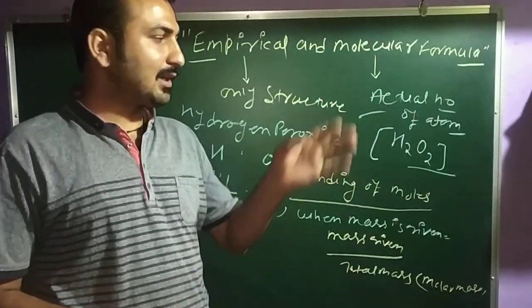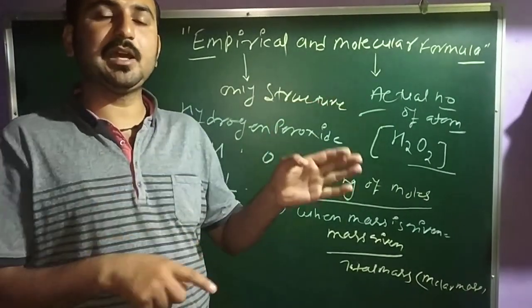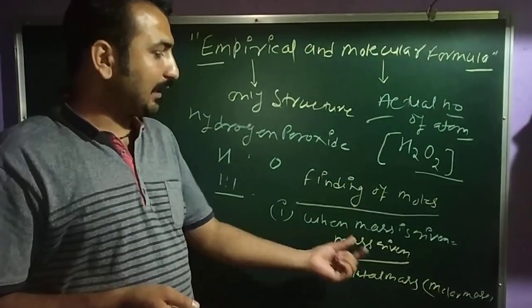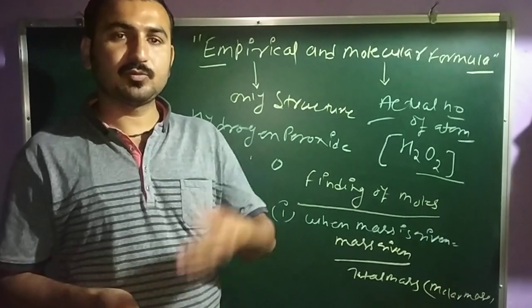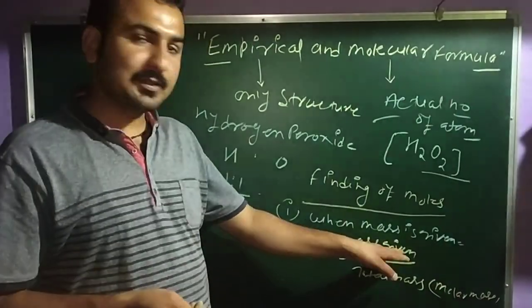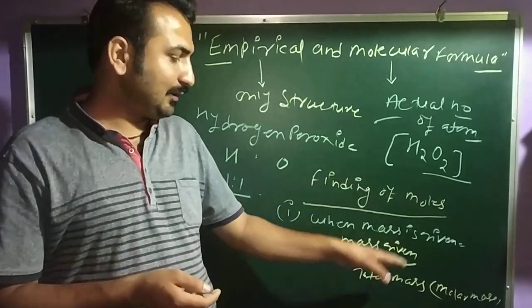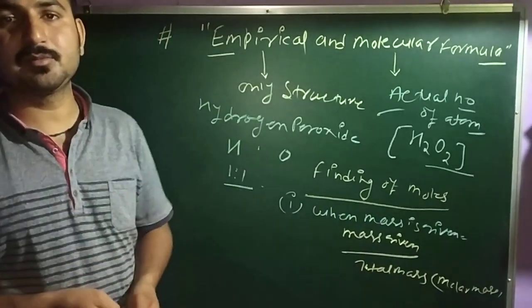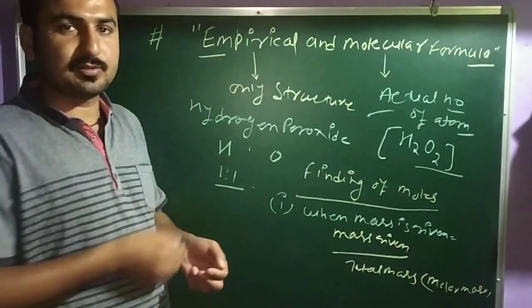Clear? Suppose in a composition it is given that carbon has a mass of 12 point something, and you have to calculate the moles of carbon. So what do we do? The mass given, how much mass was given? 12. And what is the molar mass of carbon? It is 12. So 12 by 12, that means 1 mole is present in this composition. Clear?